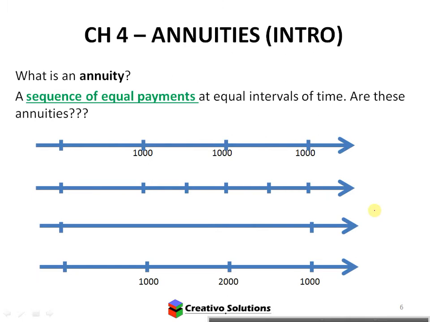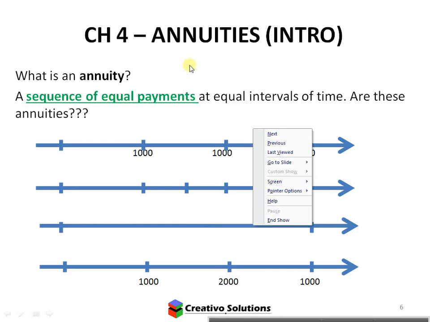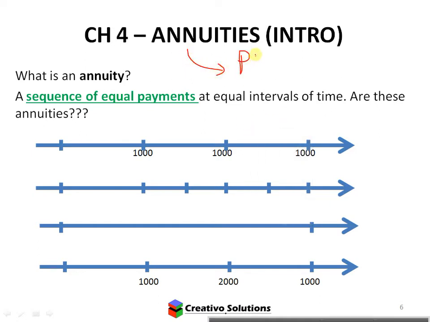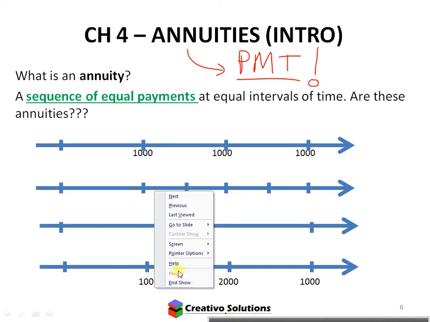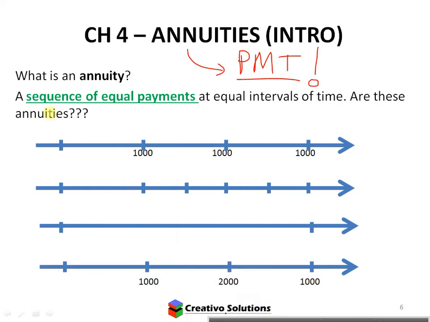Nice and simple. The focus here is on the PMT. That's what you're looking at, the payment. If you look at your calculator, you'll see PMT as one of the variables. For us to use that variable, we need to determine what is an annuity. So when do I use that button? I use the button when I have a sequence of equal payments.